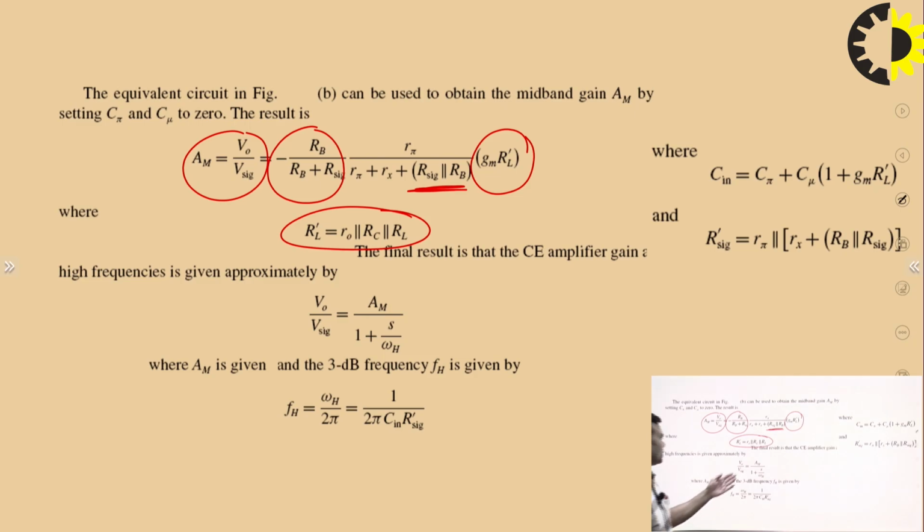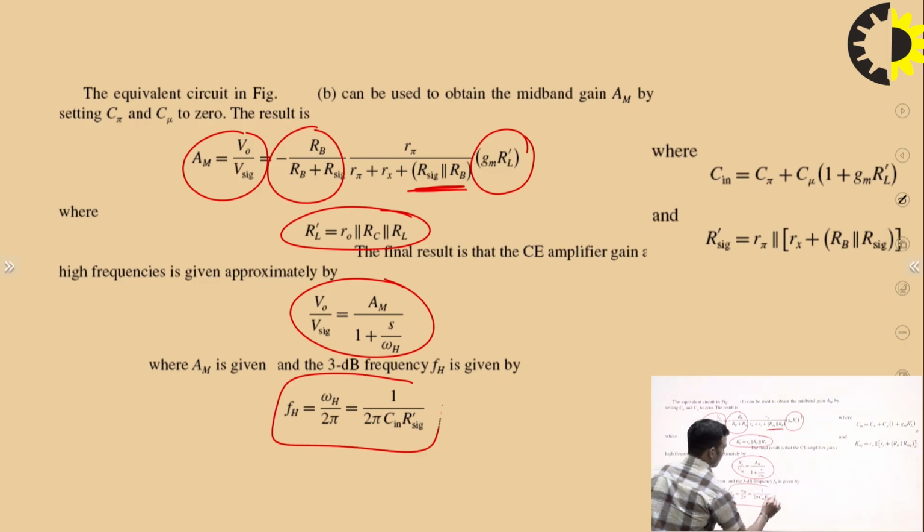So, you can write the final result as like this for the high frequency model. V naught upon V signal is equal to AM upon 1 plus S upon omega H, which is the response of the low pass filter. Soon we will discuss how this circuit behaves as a low pass filter. So, from this you can write FH is equal to omega H upon 2 pi, which is equal to 1 upon 2 pi C in into R dash signal.